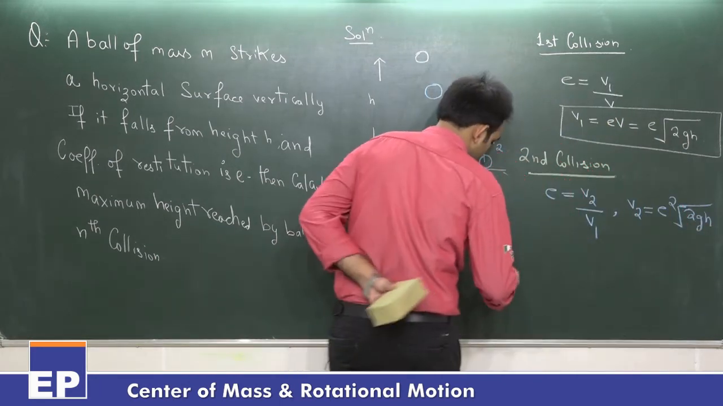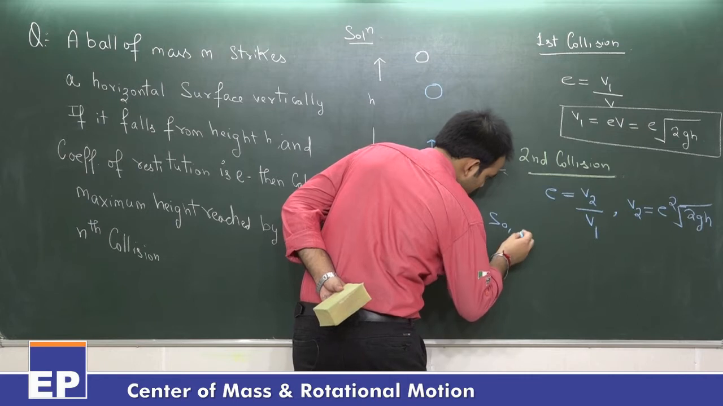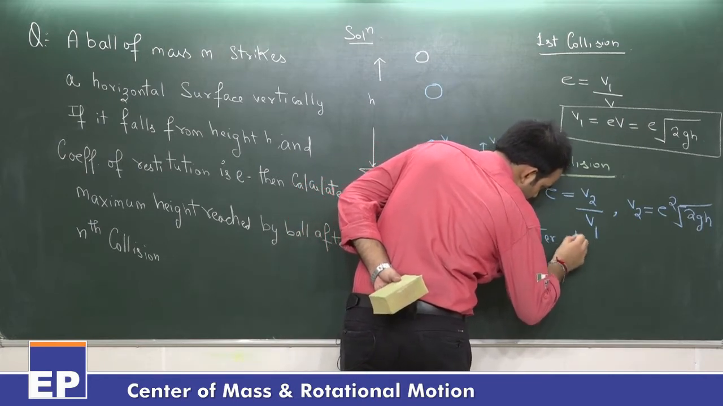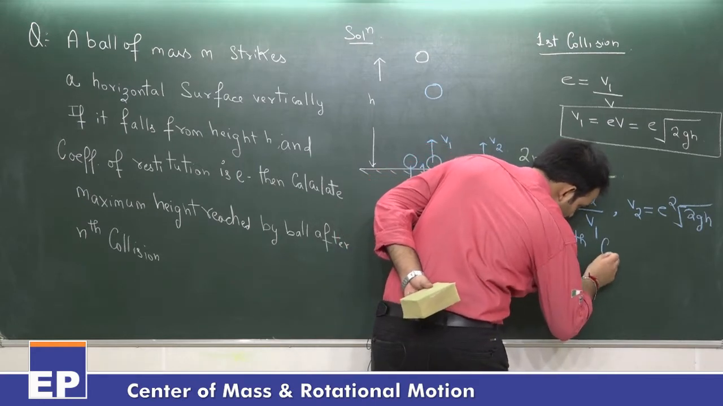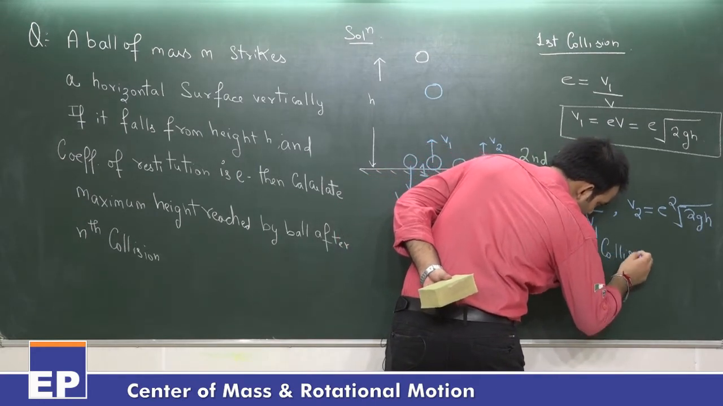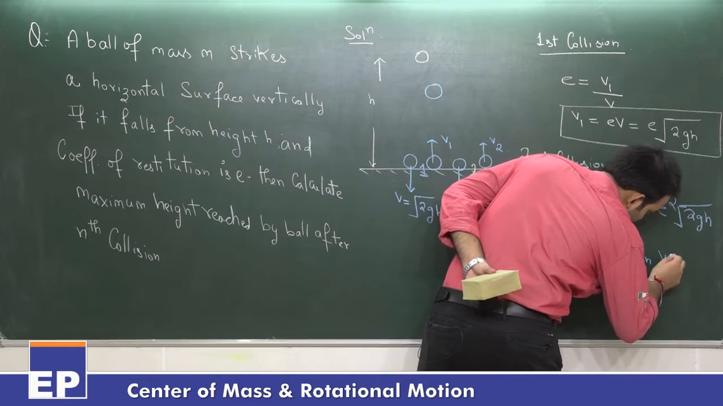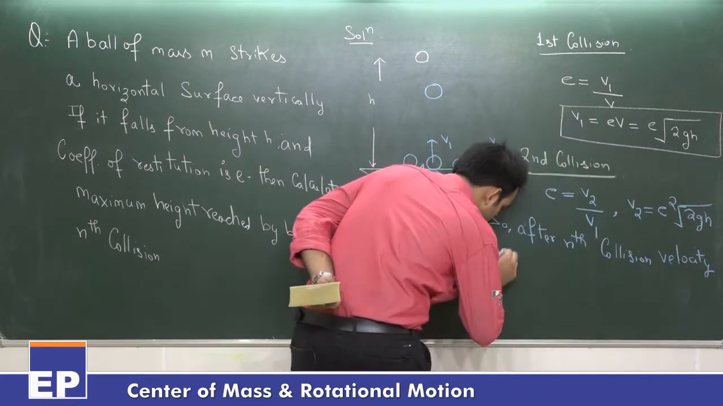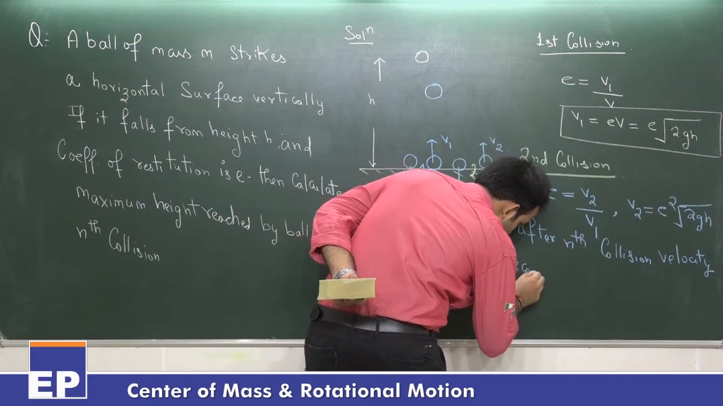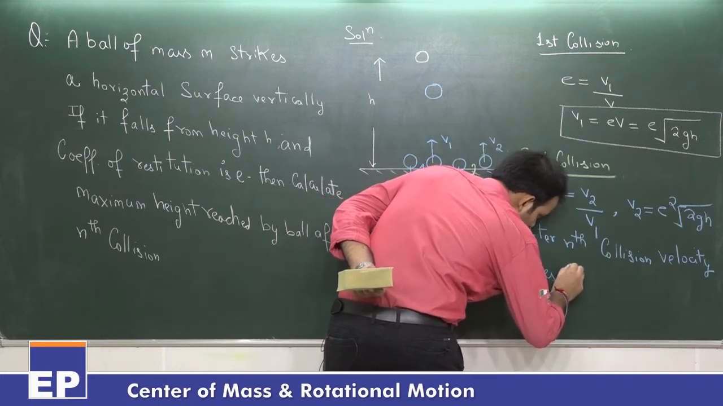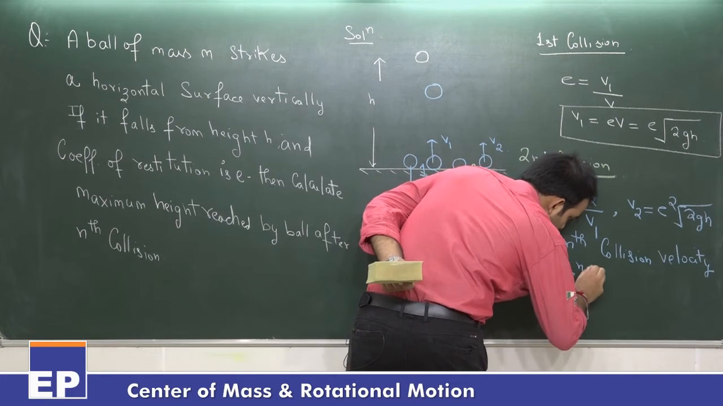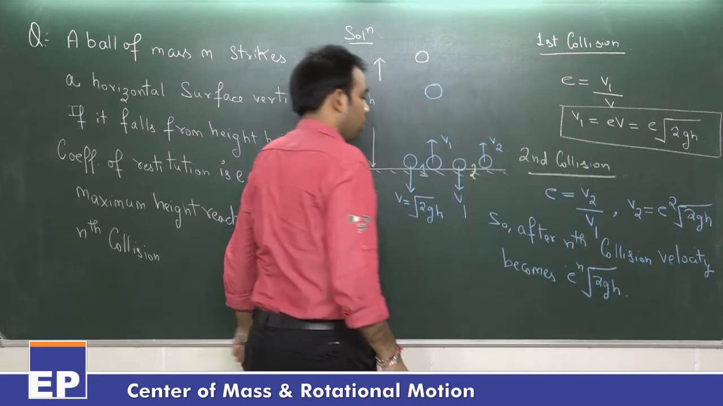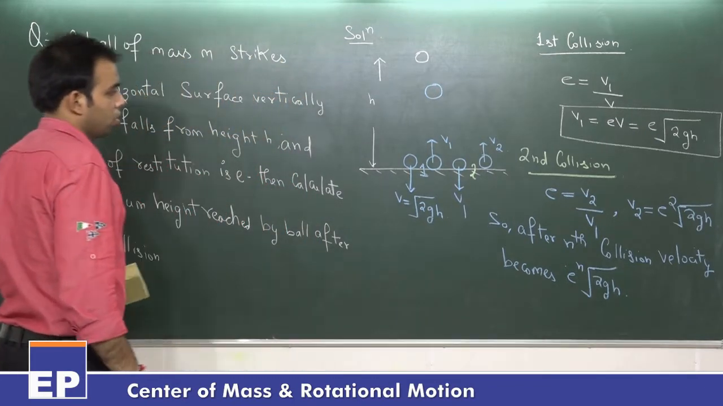So after the nth collision, the velocity becomes e raised to the power n into root 2gh. Right?